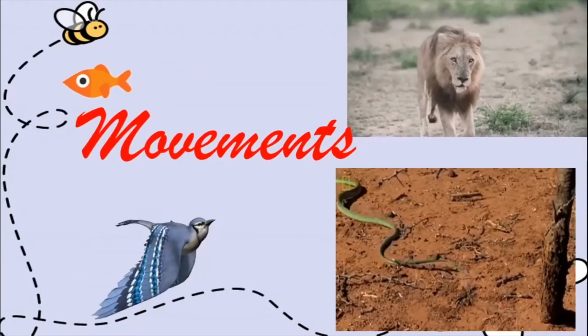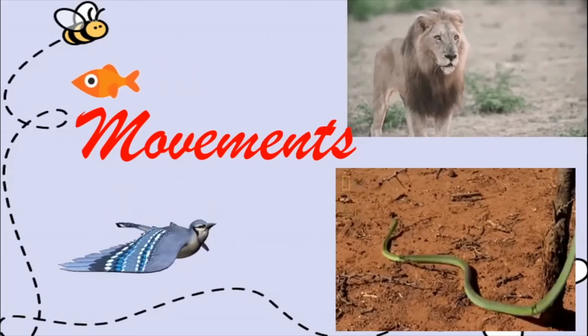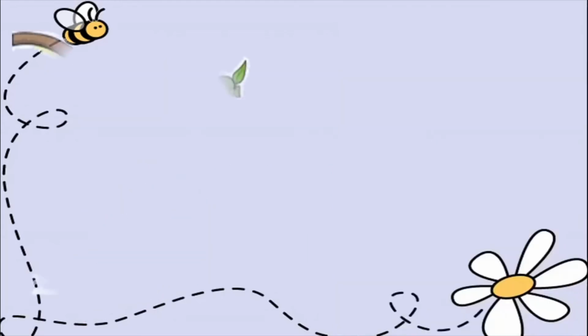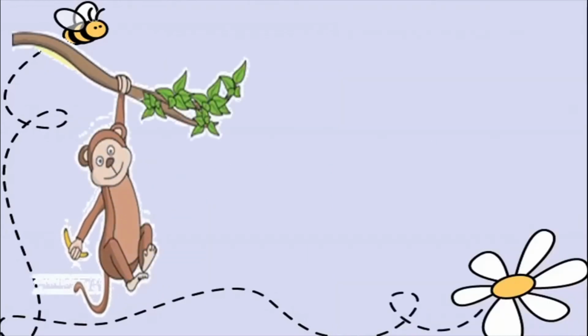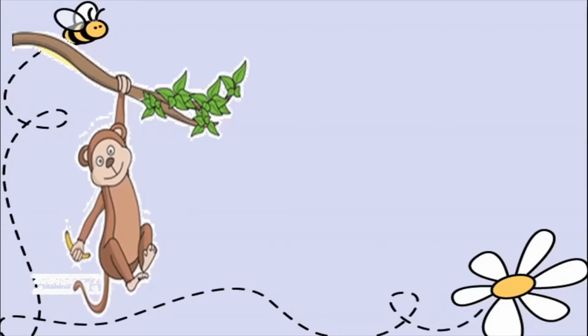And movement is the second characteristic of living things. Okay? Let us look at why animals move, why they should move. They should move in search of food. So see this monkey, to eat some fruit, it has to climb on top of a tree, isn't it?